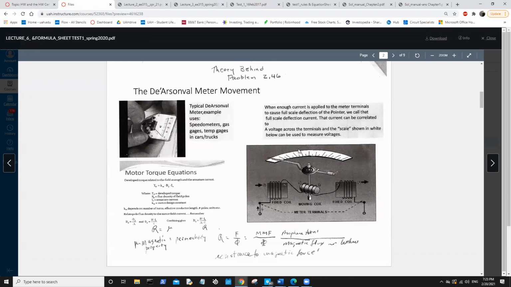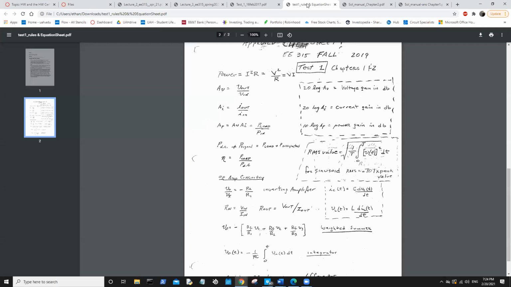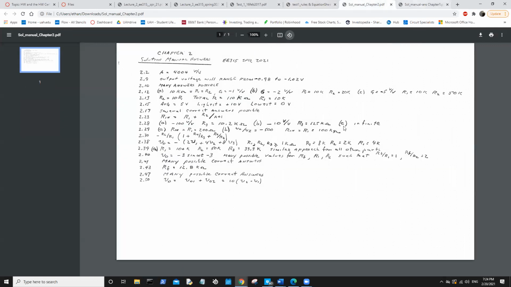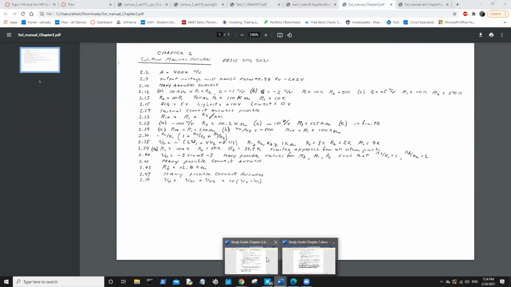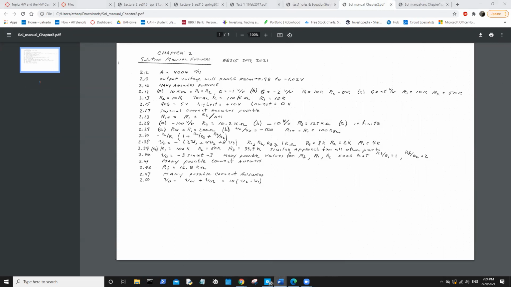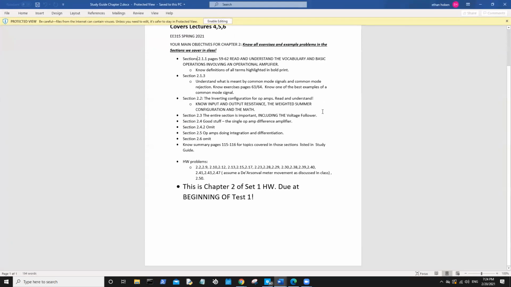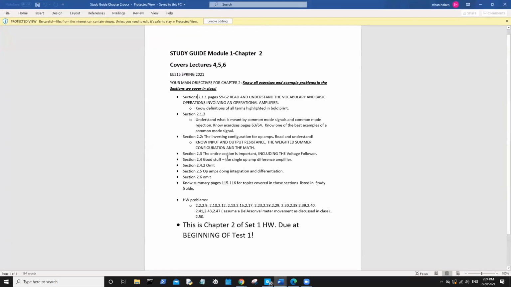Okay, so he calls out specifically from one of the last homework assignments from chapter 2, knowing something about the D'Arsenval meter movement and how we're supposed to assume that. And that was one of those that I totally just glazed over. He talks about it somewhere.